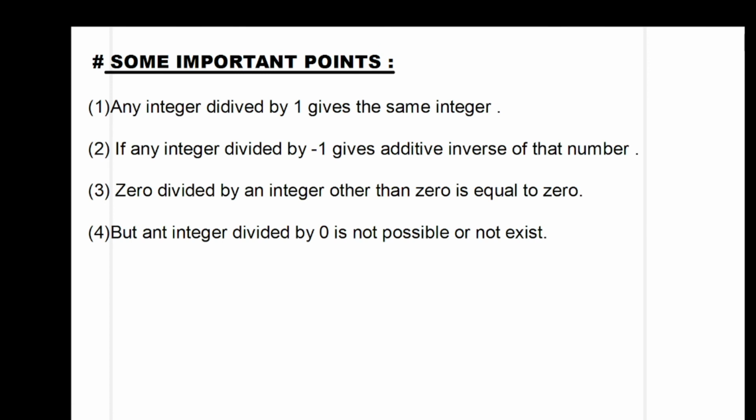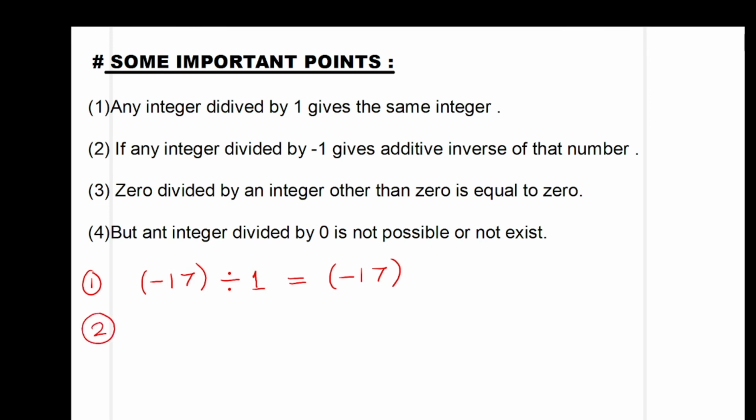So, some important points. This is the last topic for today's class. Any integer divided by 1 gives the same integer. Example for 1: any integer divided by 1, minus 17 divided by 1, what will we get? The same integer. That means minus 17.